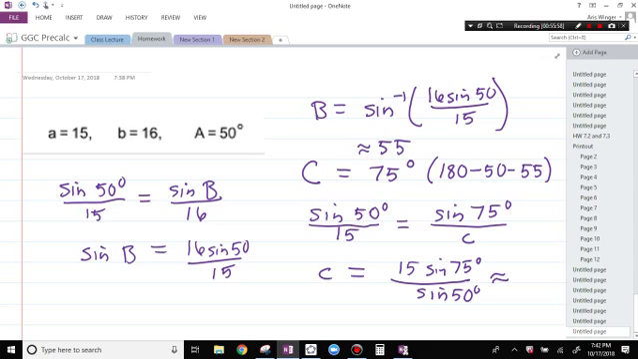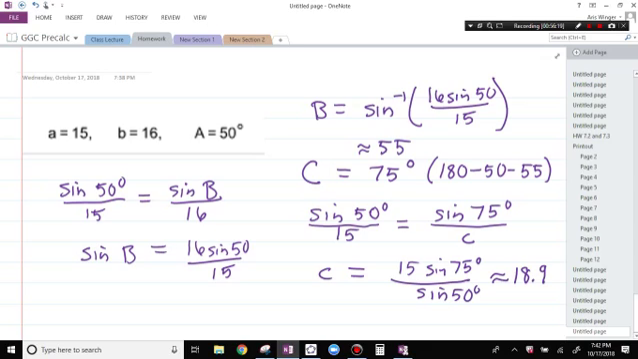18.9. That makes sense. That's the largest angle, right? Okay, 18.9. So that checks in as the largest side, which makes sense. So there's another triangle we've got to go get. But here's the first one, right?